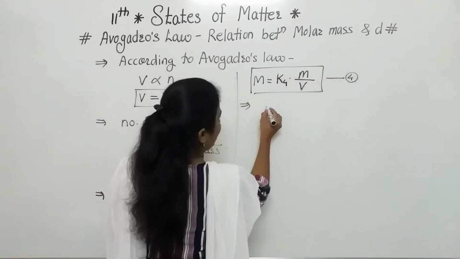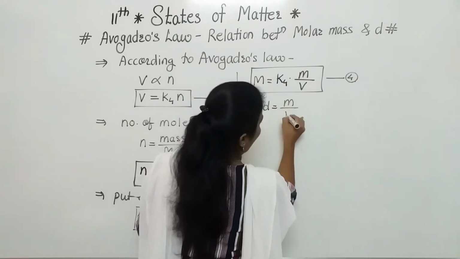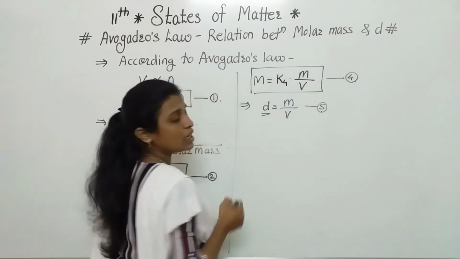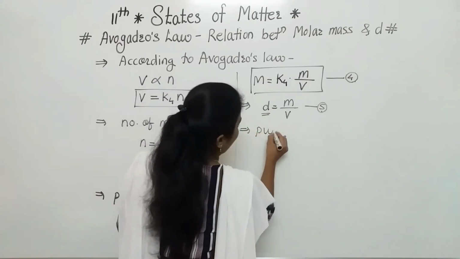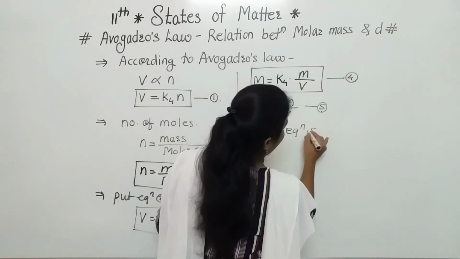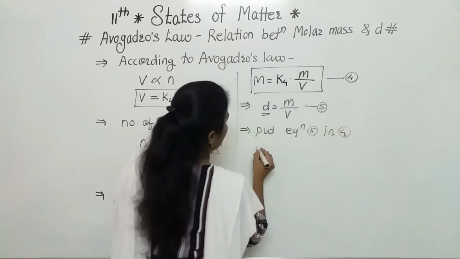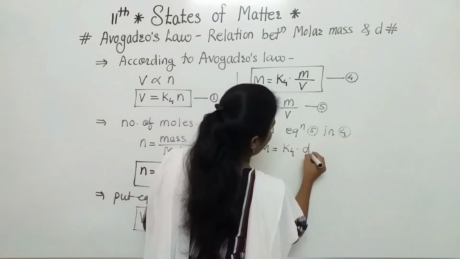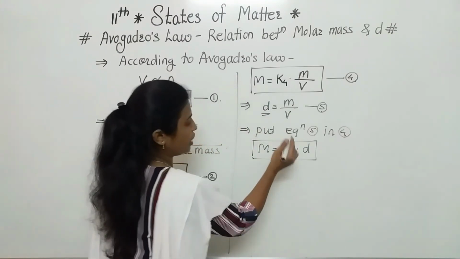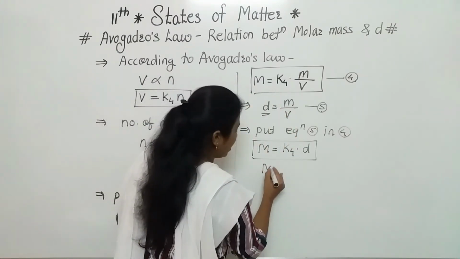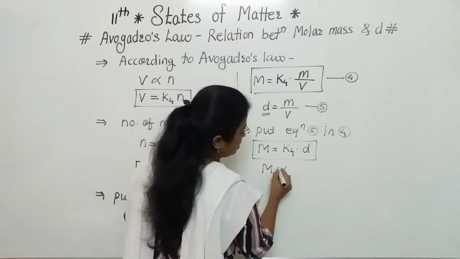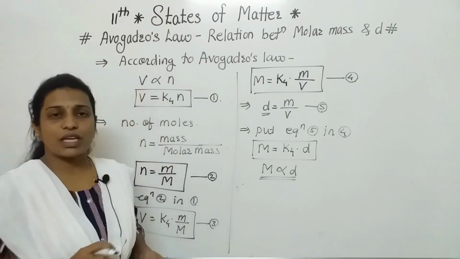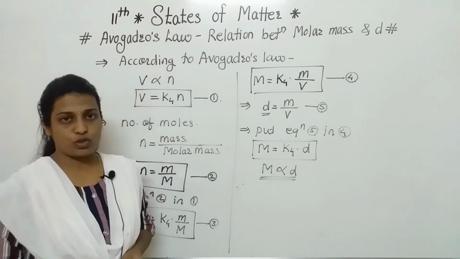Now, as we know, density is equal to mass upon volume. So instead of mass upon volume, we put the density, that is, put equation 5 in 4. We will get molar mass is equal to K4 into D. From this equation, K4 is the constant term. So we can write that molar mass is directly proportional to density. Finally we have concluded that molar mass is directly proportional to density.